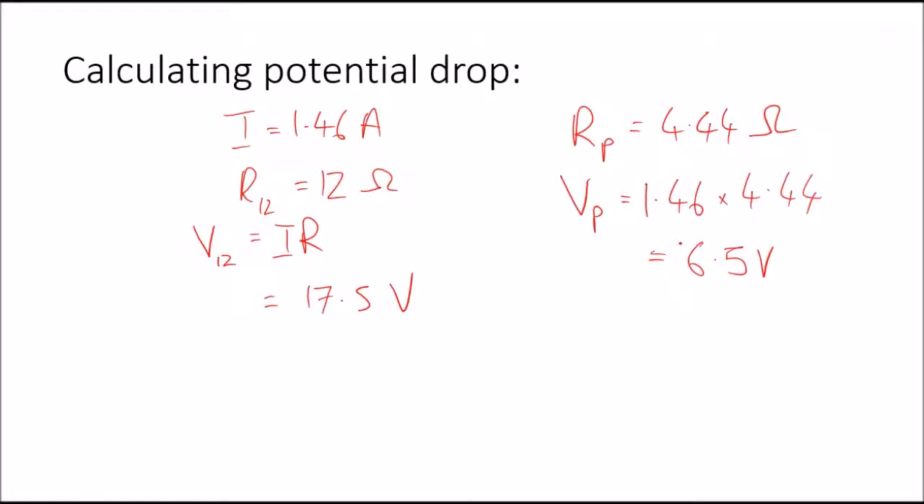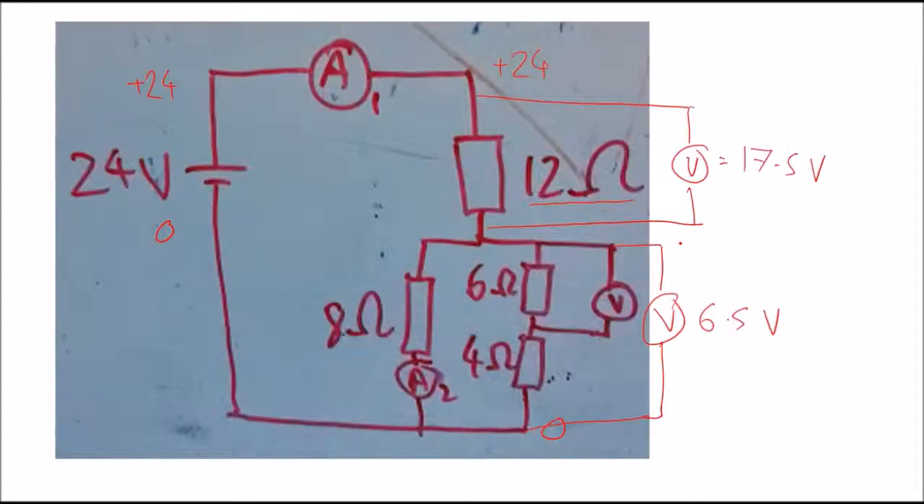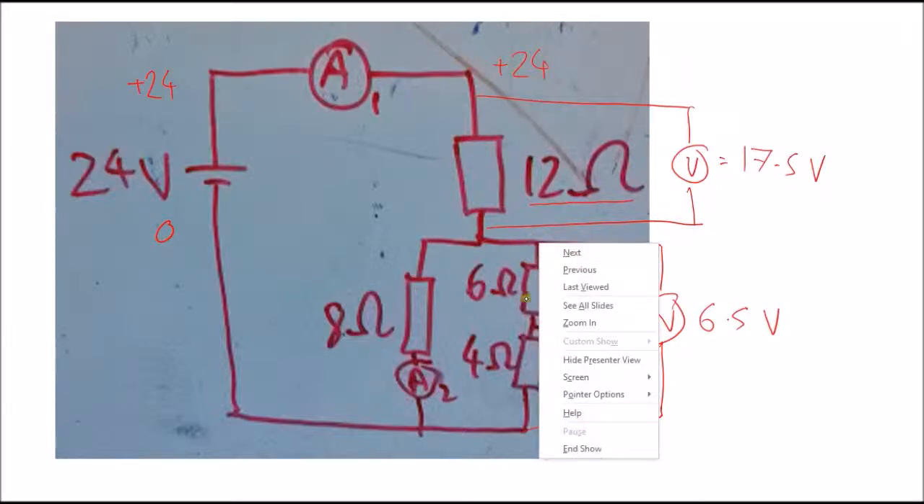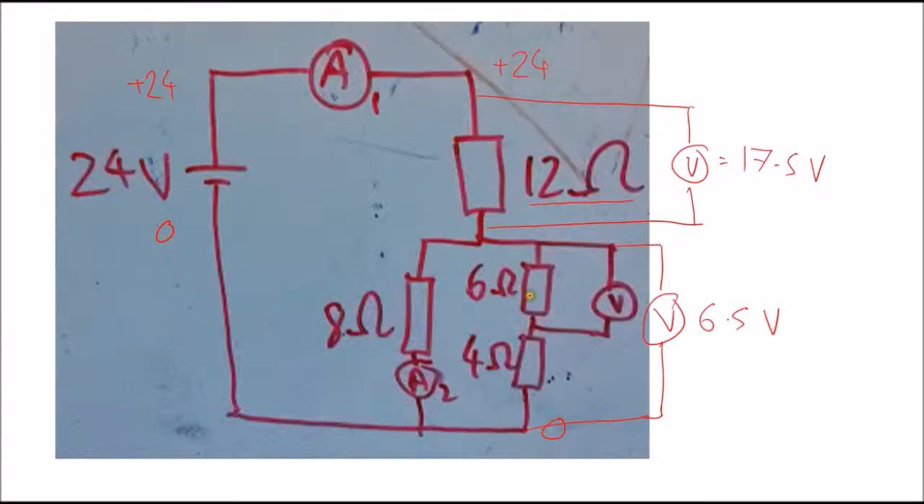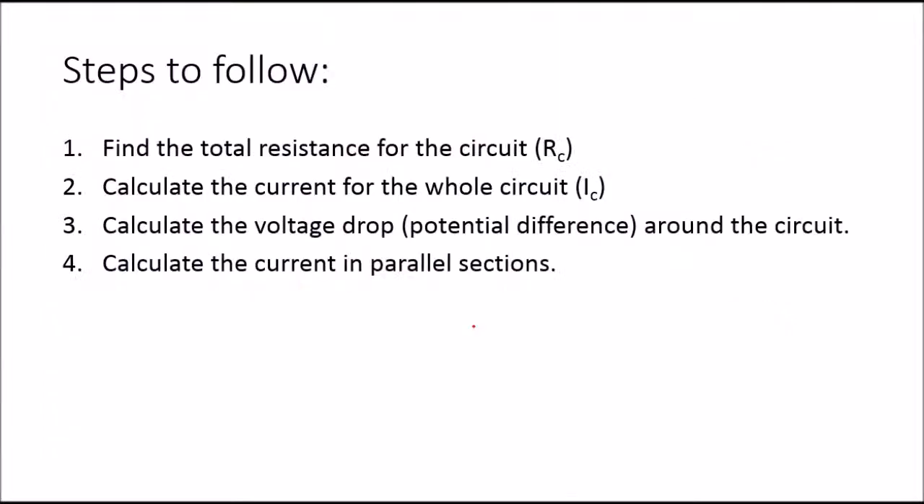So now we know something else, and that means we can calculate something else. When we look back at our circuit, we now know that it's 6.5 volts from here to here. It means we can start to calculate other values. Now we want to know the current through the 8 ohm resistor. One important thing to remember, in a parallel circuit, the voltage is the same across all the parallel sections. So the voltage across the 8 ohm resistor is 6.5 volts. The voltage across the 6 ohm and the 4 ohm together is 6.5 volts. First thing we'll work out is the 8 ohm resistor, because that's nice and easy.